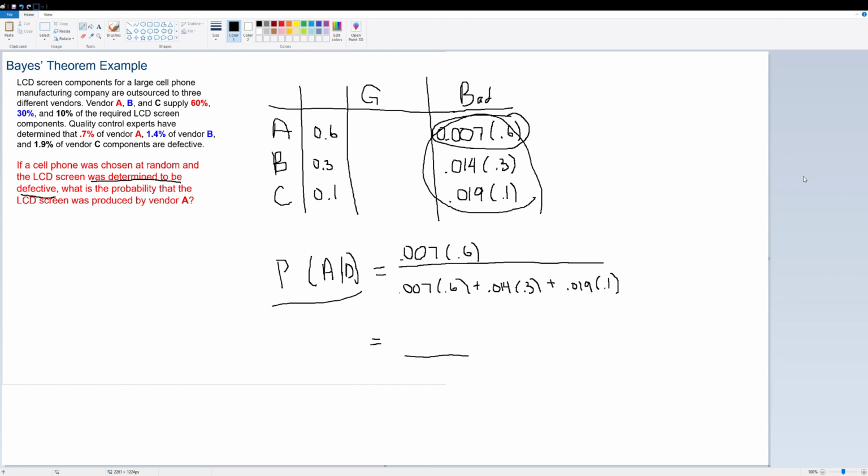Now, what if the question was asking, what's the probability that the LCD screen was produced by vendor B instead? So the probability that it came from vendor B, and let's suppose that I know that it's defective. So given that it's defective, what would that equation look like? Well, it would be very similar, except we would focus on this part out of the total. So my numerator would change, but my denominator would stay the same. So 0.014 times 0.3 divided by the sum of all this, and that would give you your probability.